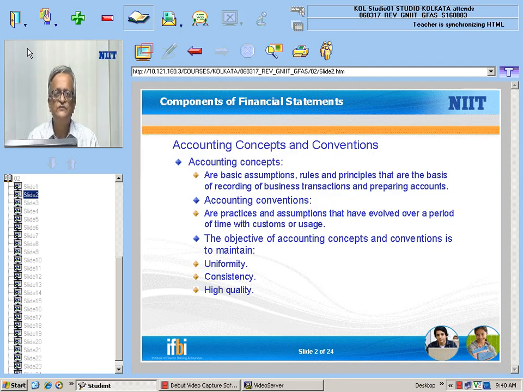Accounting concepts are basic assumptions, rules, principles that are the basis of recording of business transactions and preparing the accounts. What are accounting concepts? Accounting concepts are basic assumptions. Assumption means the truth; anything related to truth is called assumption. Assumptions, rules, principles: these are the basic things based on which various recording is done as well as preparation of various financial statements takes place. So this is the definition of accounting concept.